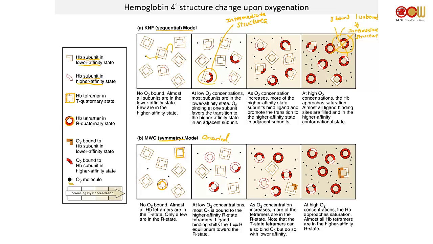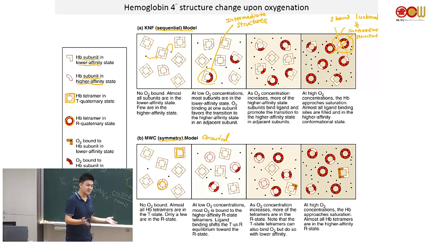But we know that that's not quite true either, because if you don't have any oxygen on the protein, you don't really have R state. It's primarily just in the T state. So that's also a little weird. But let's take a look.